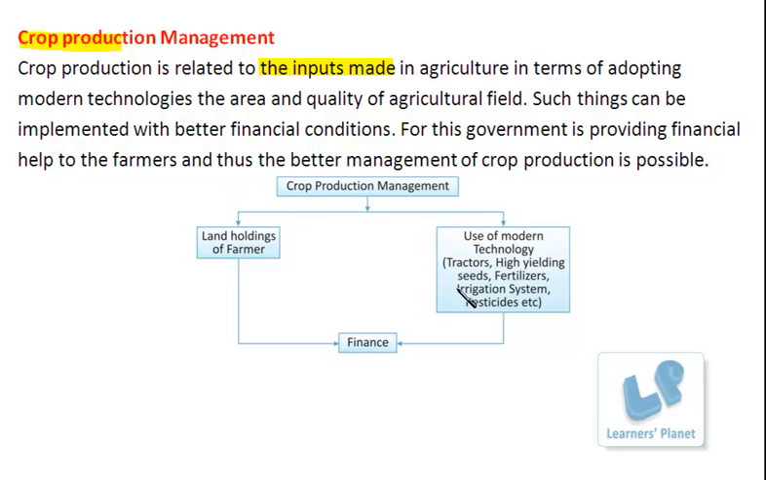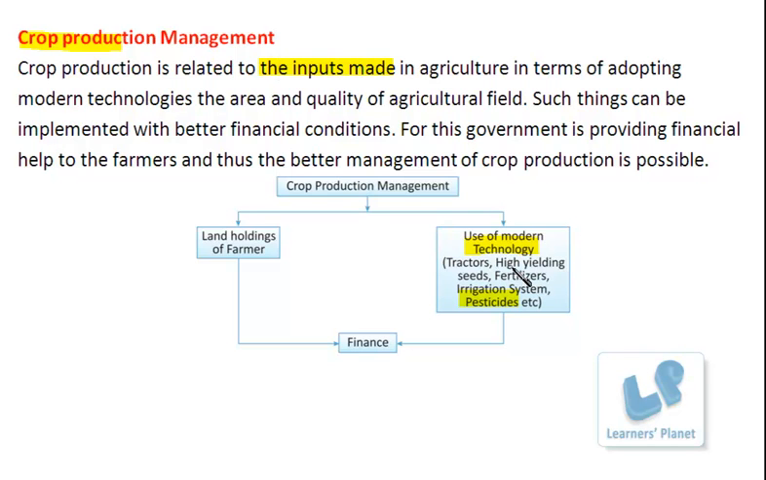Further, the next thing is the use of modern technology. What type of technologies farmers are using for their agriculture, whether they are following traditional or manual methods for different purposes on the agriculture farms, or they are using modern technology. Modern technology like tractors, high yielding seeds, then fertilizers or manures, then whether the irrigation system is developed or not, then the use of pesticides and so on. All these things are included in the modern technology or modern agricultural practices.